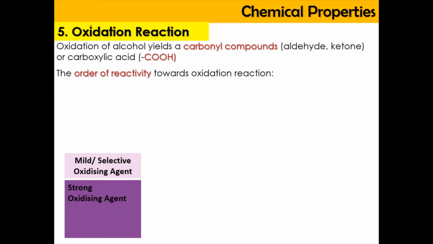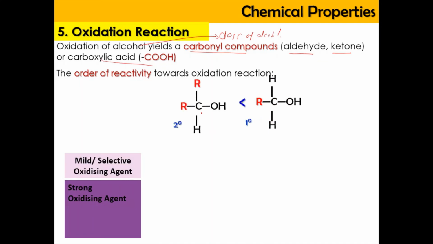So alcohol will also undergo oxidation, where the oxidation of alcohol will yield a carbonyl compound, which can be an aldehyde, ketone, or carboxylic acid. This depends on the class of the alcohol. The order of reactivity towards oxidation is that primary alcohol is more reactive than secondary alcohol, and more reactive than tertiary alcohol. The primary alcohol is more reactive because it has more hydrogens that can be used in order to undergo the oxidation reaction.